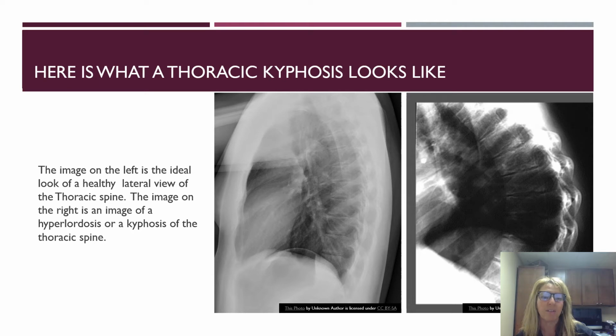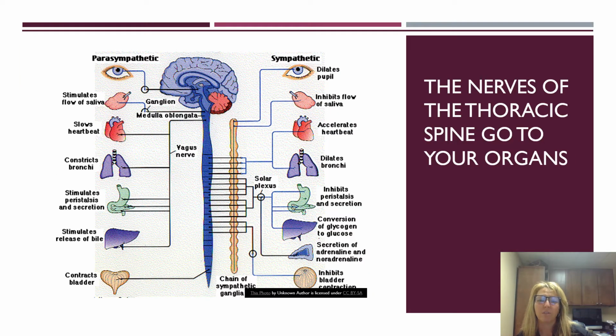The image on the left is the ideal look of a healthy lateral thoracic spine, and the image on the right obviously has a bigger arc in it, and that is called a kyphosis, which means there's too much curvature in the spine. So when we look at the body, we are seeing bone. However, there are soft tissues involved with that. So when you're looking at the thoracic spine, you're going to be affecting your heart, your lungs, and your stomach, your lower extremity, and it'll affect your shoulders and neck as well because it's supporting the posture below your shoulder area.